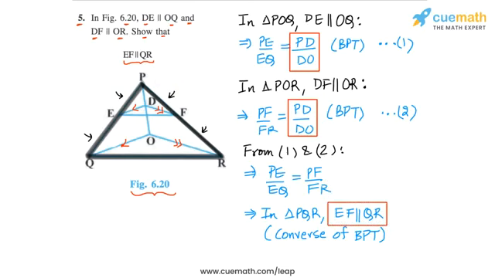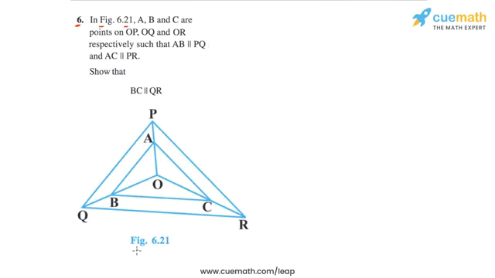And it says that in figure 6.21, this figure given to us here, A, B and C are points on OP, OQ and OR respectively, such that AB is parallel to PQ. So AB, this segment, is parallel to PQ, and AC is parallel to PR. Now using this, we have to show that BC is parallel to QR. So observe the segments BC and QR in the figure. We have to show that these two segments are parallel.